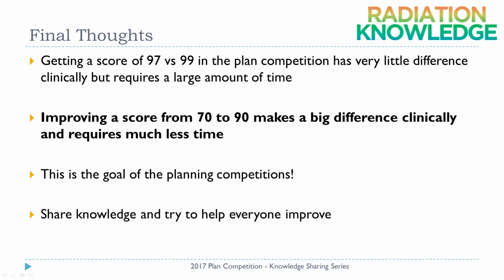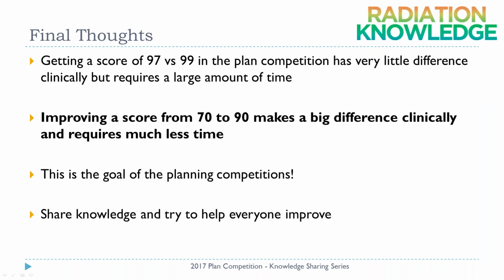So the first plan I submitted was just a few runs, but then I spent 3 or 4 weeks getting up to a 99. So was that a great use of time? I don't know, but it was a challenge for me, and I feel like I learned a little bit more about Eclipse in that process. But one of the main points is improving a score from, say, 70 to 90. It actually will make a difference clinically and requires very little time.